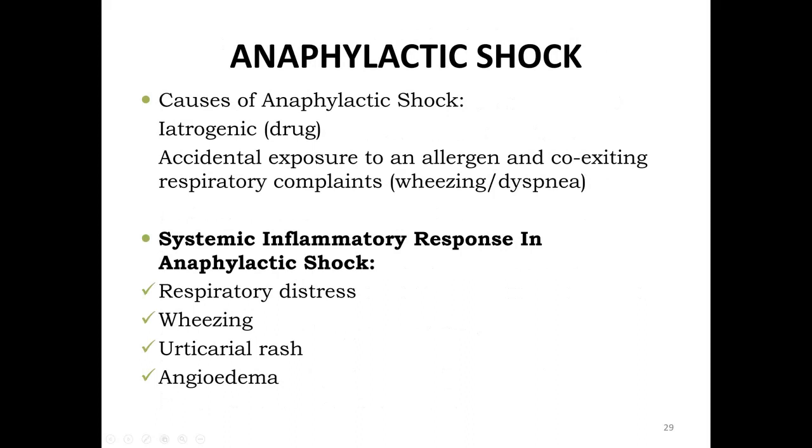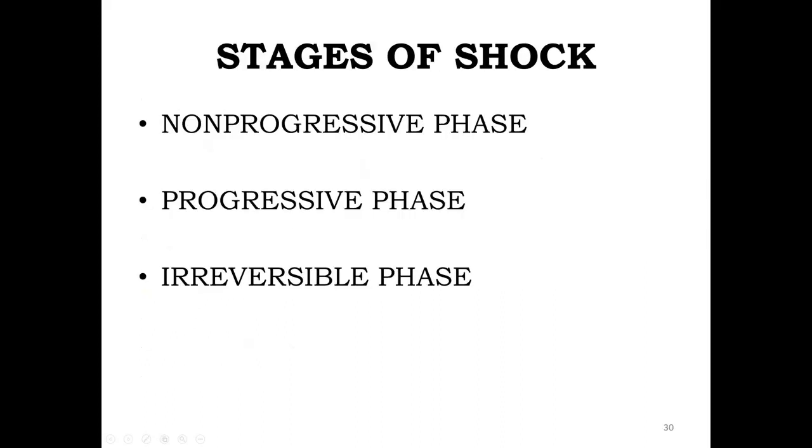Causes of anaphylactic shock may be drugs, accidental exposure to allergens, along with coexisting respiratory complaints such as wheezing and dyspnea. Systemic inflammatory response in anaphylactic shock is respiratory distress, wheezing, urticaria, and angioedema. Stages of shock: non-progressive phase, progressive phase, and irreversible phase.